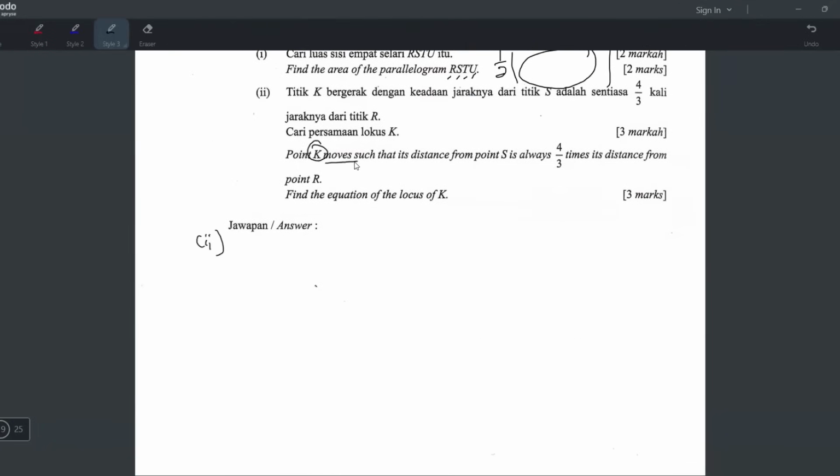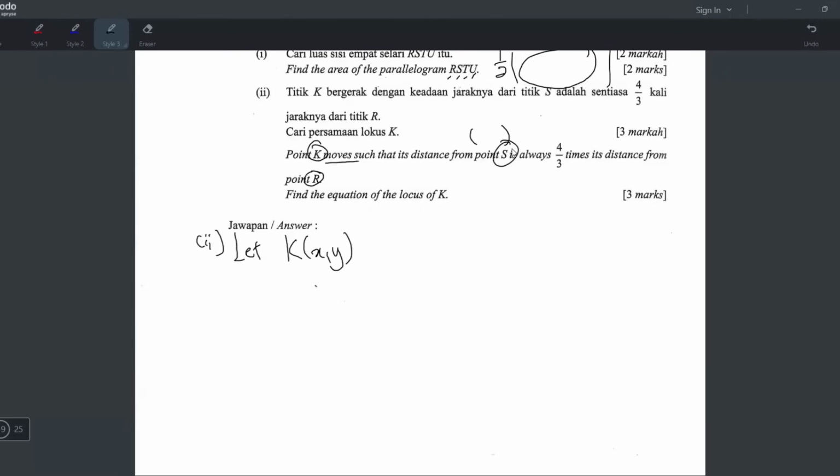Okay, last one is question 2. Find point K move. The moment I see the word move, I know already this is a locus question. And when you do a locus question, the first step is to let the moving point become XY. And the point K, they already say point K moves. So you will let your K become XY. So they say point K moves such that the distance from S is always 4 over 3 times its distance from R. Find the equation of K.